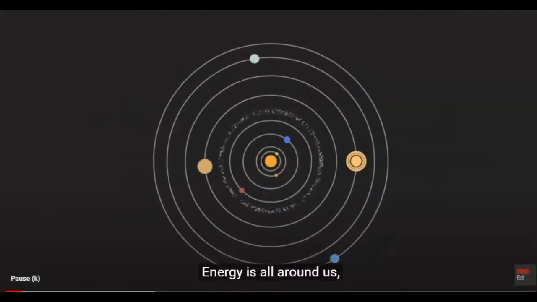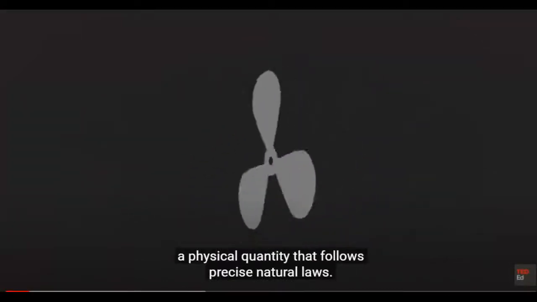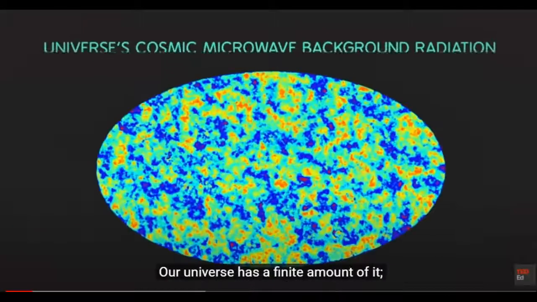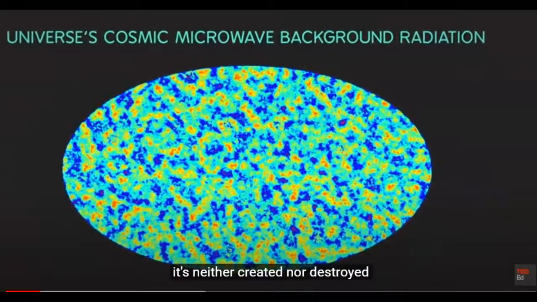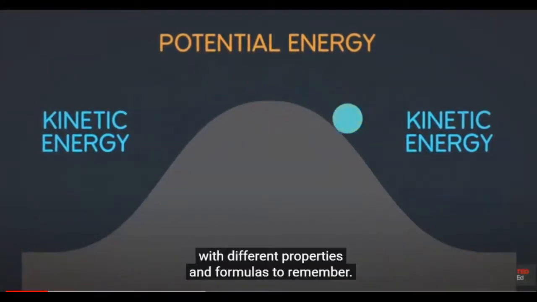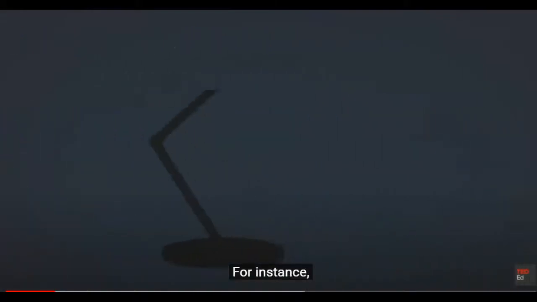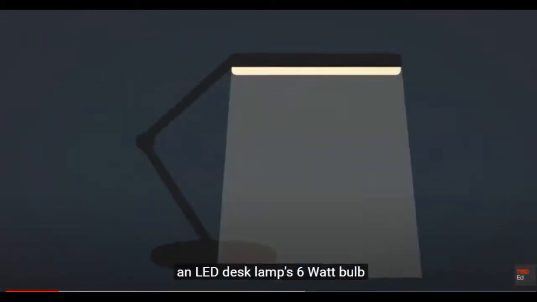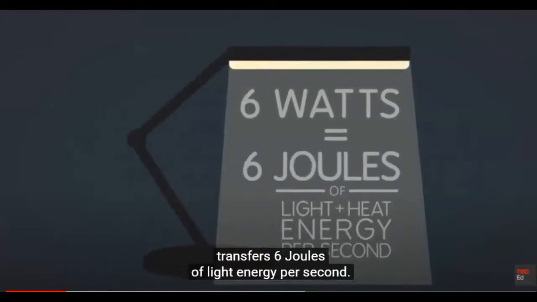Energy is all around us, a physical quantity that follows precise natural laws. Our universe has a finite amount of it. It's neither created nor destroyed, but can take different forms, such as kinetic or potential energy, with different properties and formulas to remember. For instance, an LED desk lamp's 6-watt bulb transfers 6 joules of light energy per second.